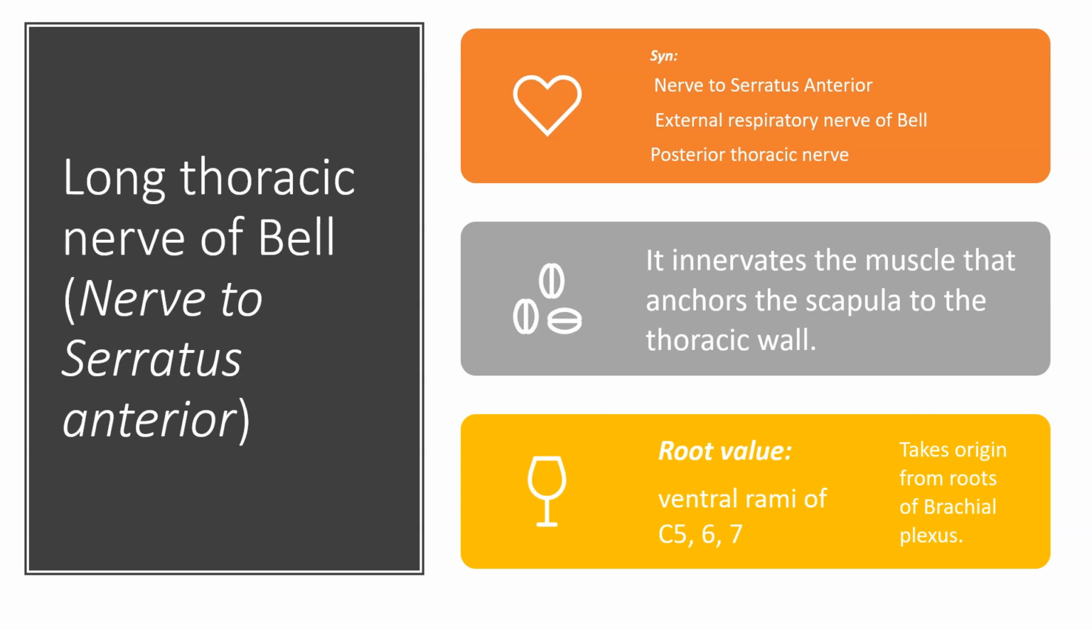The root value of this nerve is C5, C6, C7. So it takes origin from the roots of the brachial plexus. So the ventral rami of C5, C6, C7 contribute to the formation of the long thoracic nerve.